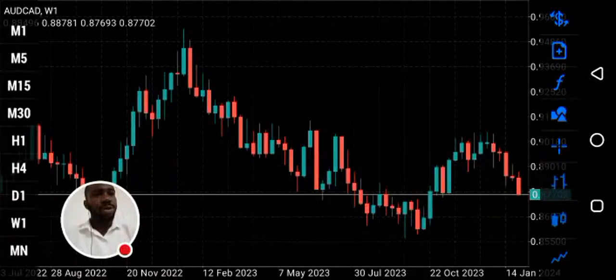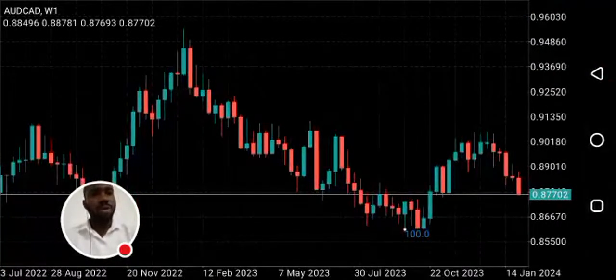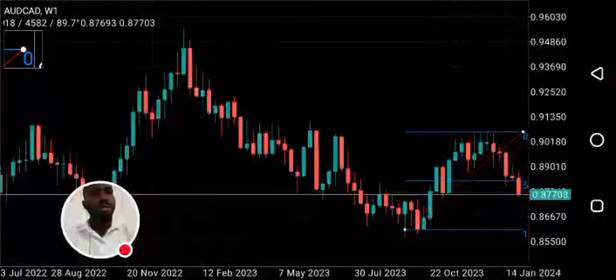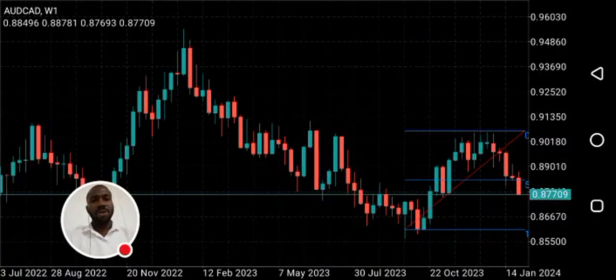this is what you should do. Apply your Fibonacci tool from this swing low. Take it from the swing low to the swing high. Okay, if you want to buy, now the market is trading. Price is currently at a discount zone.